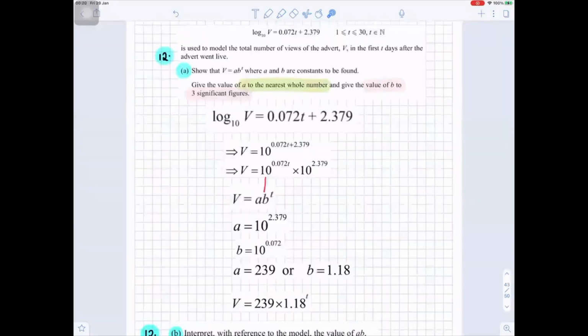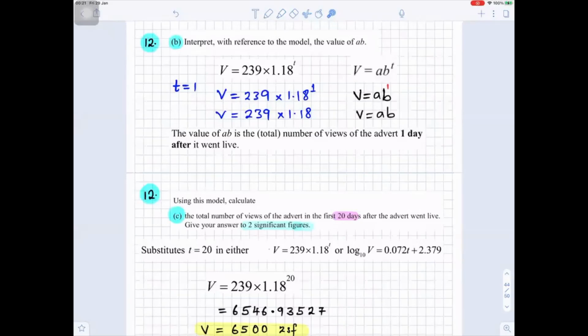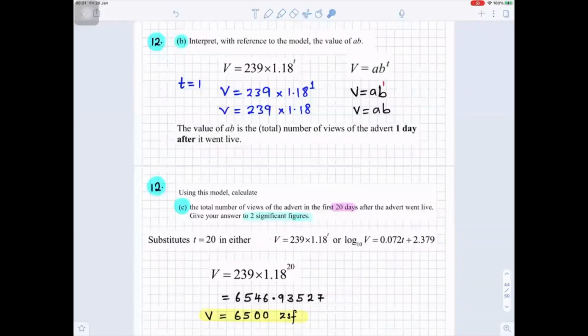So that's question 12A. That's question 12B. And that completes question 12B and C.